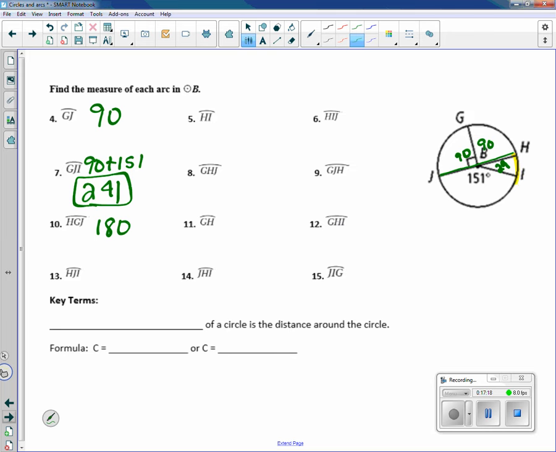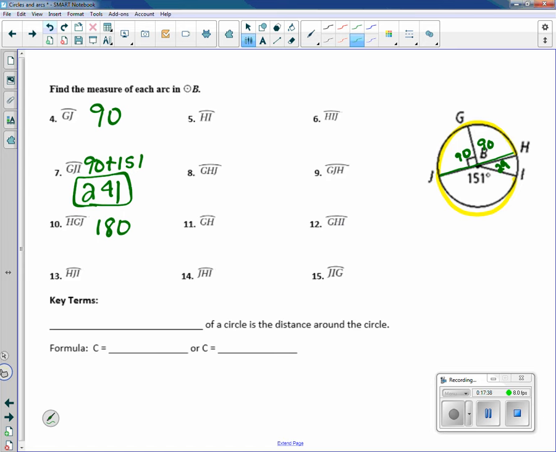Now some people say, well, why can't I go this way? Well, then you already covered I. You have to follow the direction, see which direction you need to go. H, J, I. So H to J, and then to I.